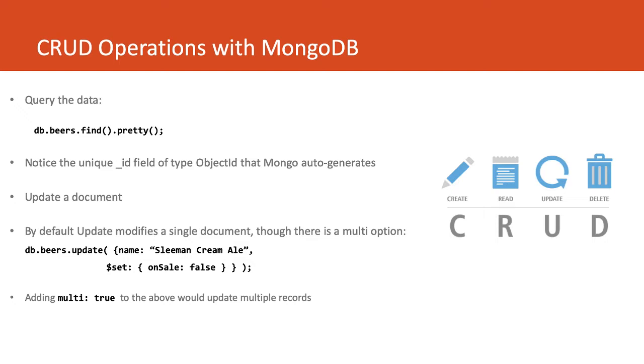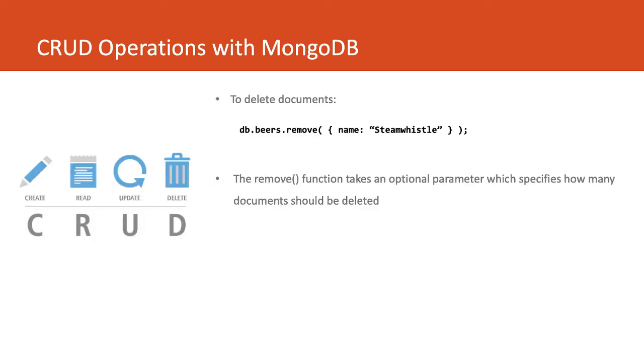We also have the ability to give it an option of multi: true. In this case, just using update will only update the first document that it ends up finding in our collection, whereas we can set multi to true to be able to update multiple.